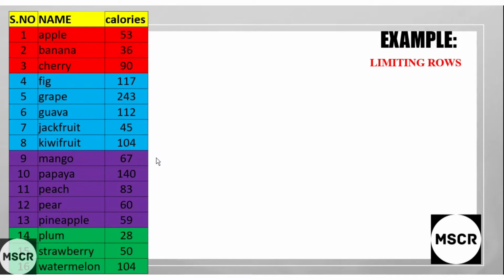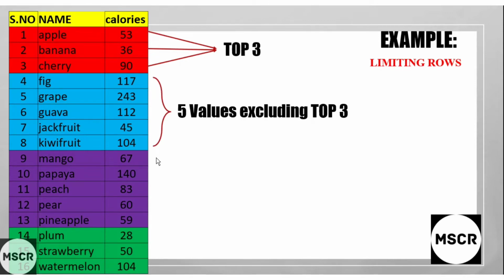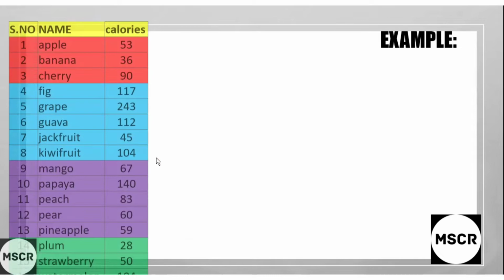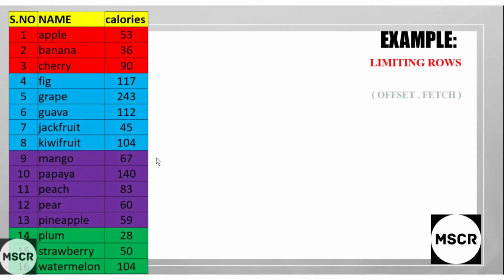Now you can see different colors in this table. The first three are marked as red. So those are called the top 3 rows of a table. Similarly, these are the 5 rows excluding the top 3. Then these are the 5 rows excluding the last 3. And these are the last 3 rows of the table. Now let us explain the offset and fetch clauses. Using these two clauses, we will know how to limit the rows.